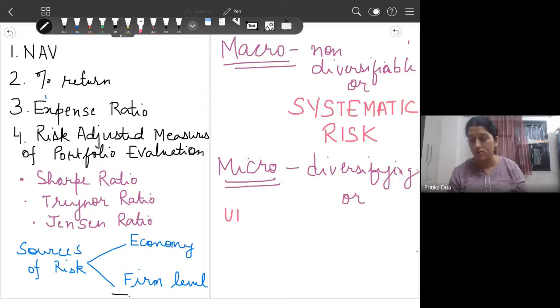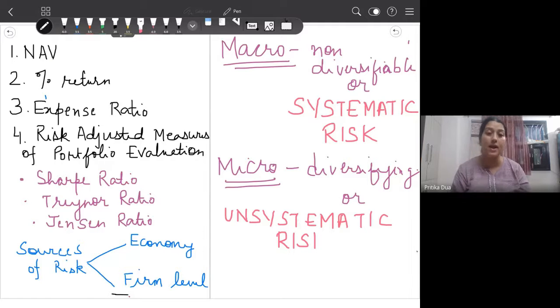Unsystematic risk can be reduced by diversification. When I say completely eliminated, to a large extent, you can reduce the level of risk by diversification. So you can diversify here.